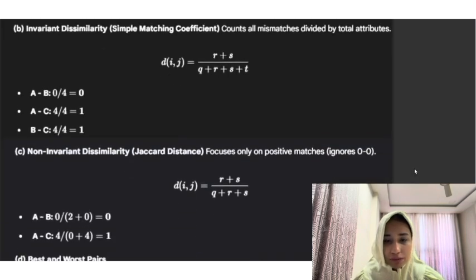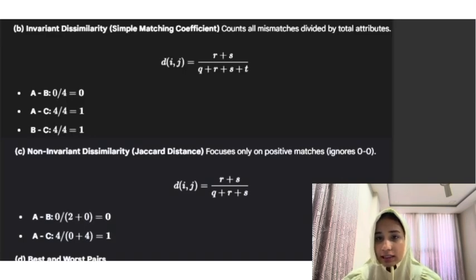Then part B of the question says compute invariant dissimilarity between pairs. So invariant dissimilarity is simple matching coefficient. Count all the mismatches divided by total attributes. So D of I comma J is R plus S upon Q plus R plus S plus T. So A minus B 0 upon 4 equal to 0. A minus C 4 by 4 equal to 1. So we have to count all the mismatches.